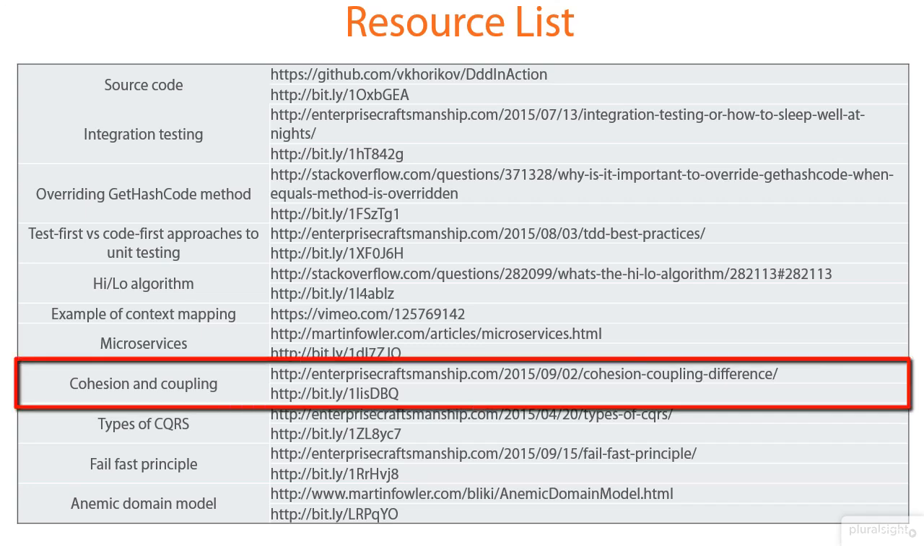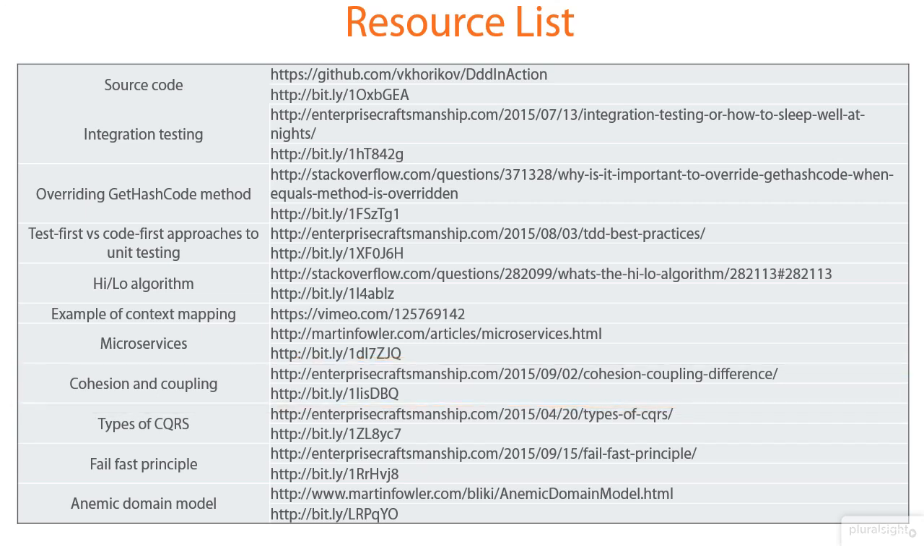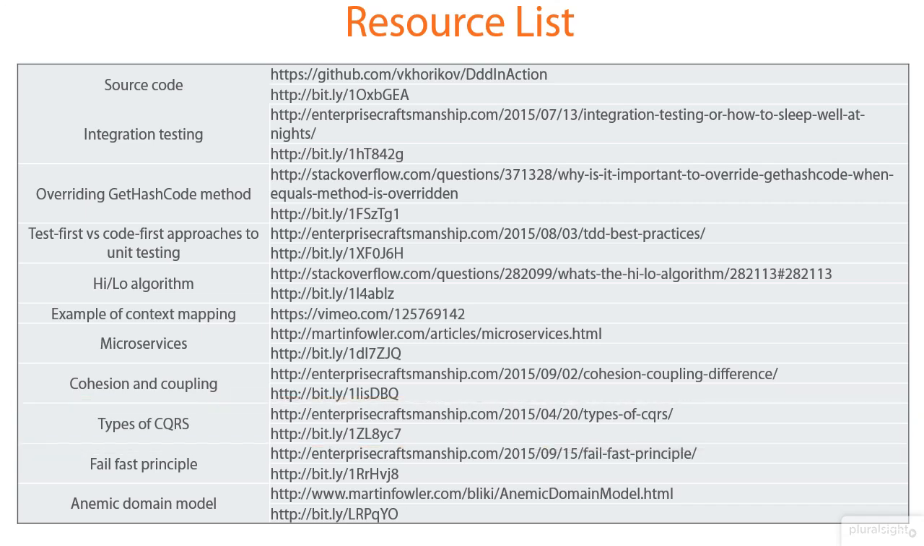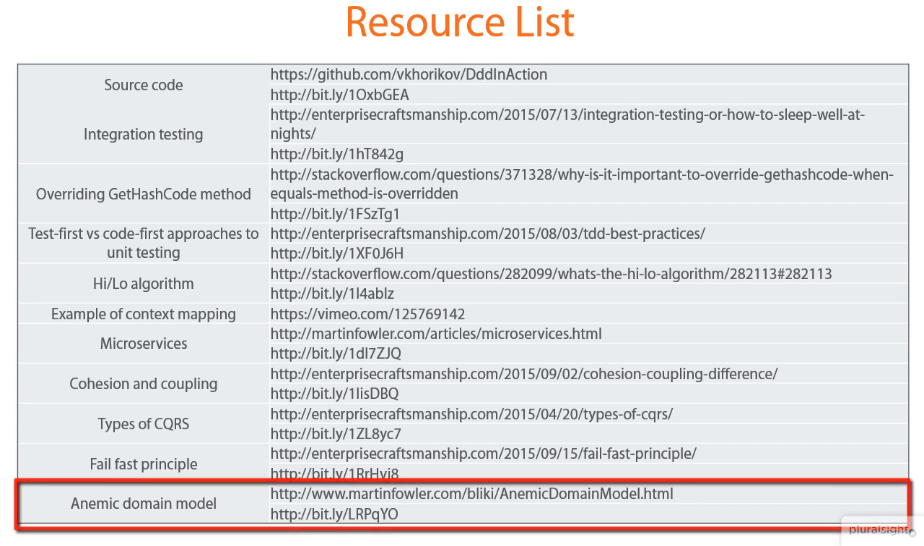Here I write about cohesion and coupling and how these notions relate to each other. In this post I describe different types of CQRS. The use of DTOs you saw in the previous modules essentially goes under the first type of it. This article depicts the fail-fast principle, and here you can read more about anemic domain model.